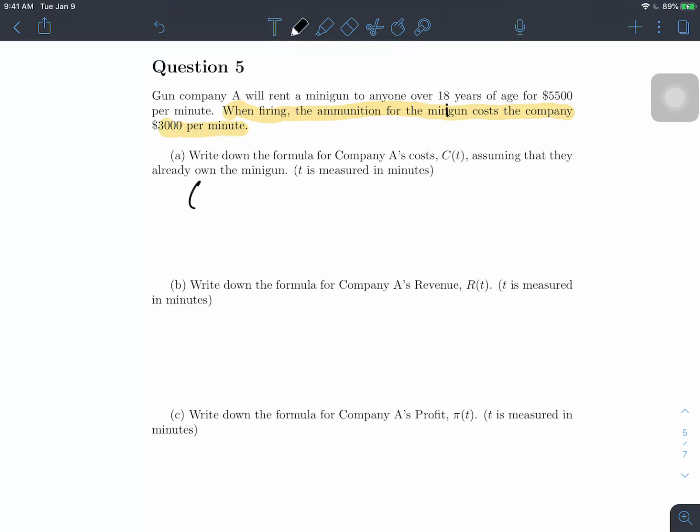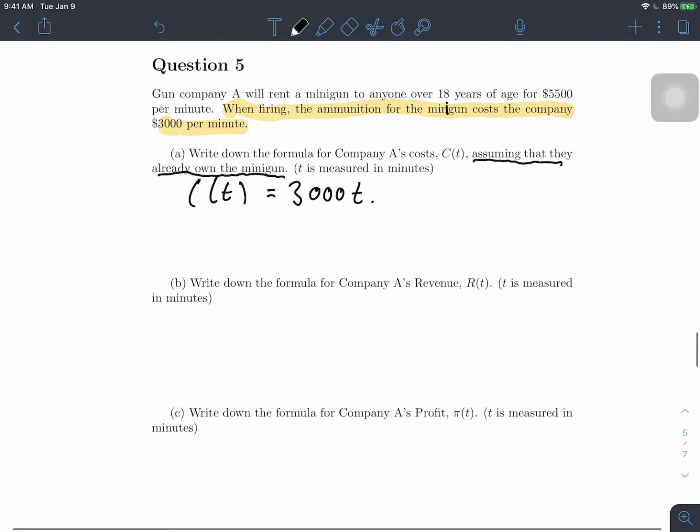So C of T, we're also supposed to assume here that they already own the minigun. So we don't need to factor in the price of actually buying the gun. It's just going to be some function of the amount of time that the gun is fired for. So if it's $3,000 per minute, C of T is going to be 3,000 T. Pretty standard. So if I fire the gun for 6 minutes, I'm just going to plug in 6 for T and then multiply it out.